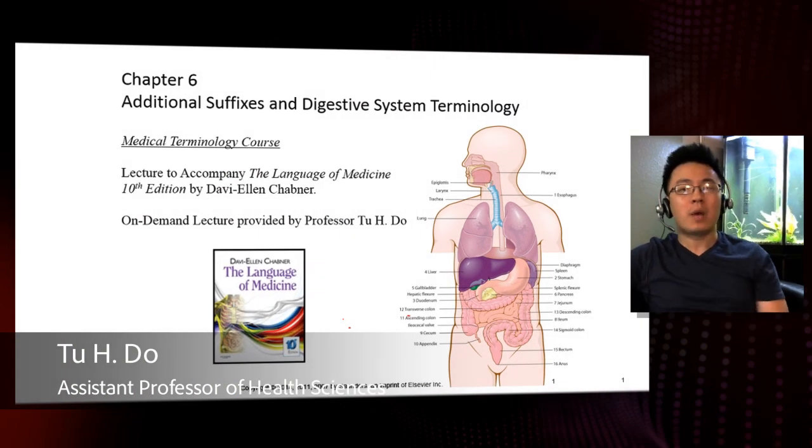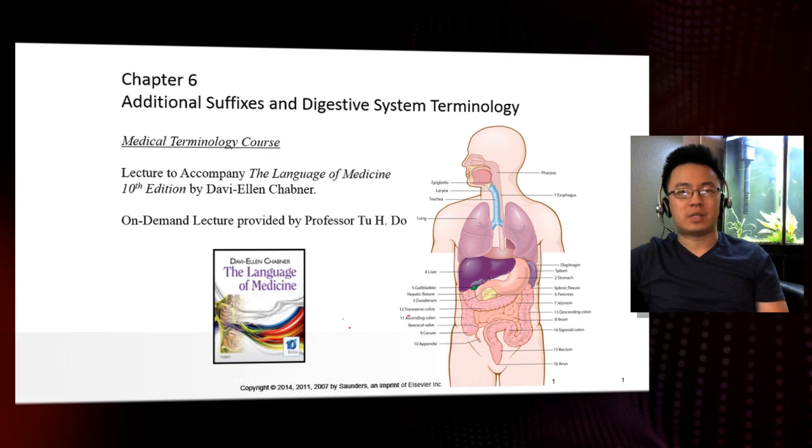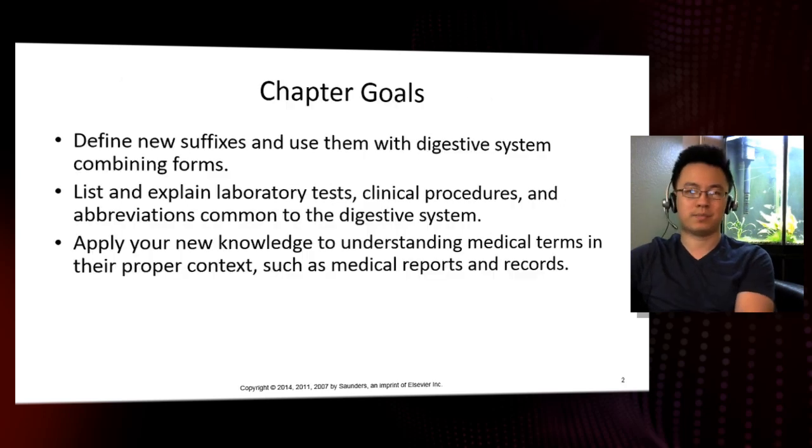Today we're going to be doing part 2 of the digestive system, additional suffixes and digestive system terminology, which is chapter 6 in the Language of Medicine, 10th edition, by Davi-Ellen Chabner. So let's go ahead and continue the discussion on the digestive system.